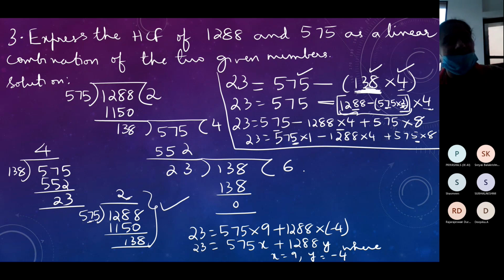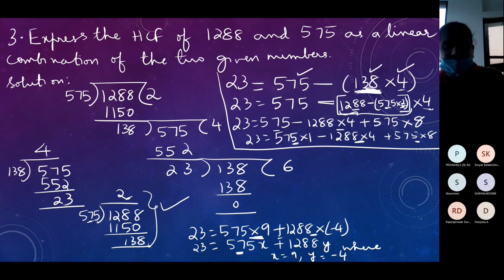It's like 1A and 8A. 1 into 575, 1A. 8 into 575, 8A. What is 1A and 8A? 9A. So 9 into 575, or 575 into 9. So that's what is here. And then this one as it is. Normally we write it with a positive sign. So take a plus here and it will be minus 4.